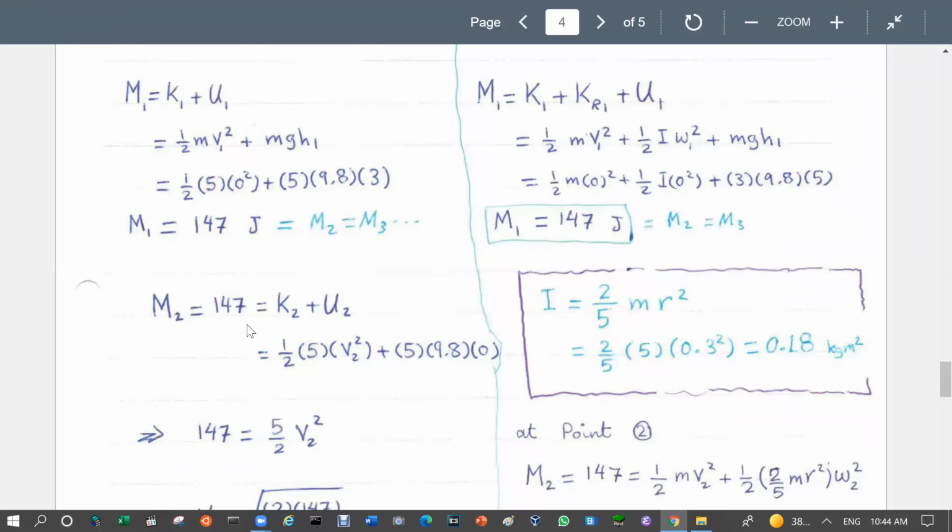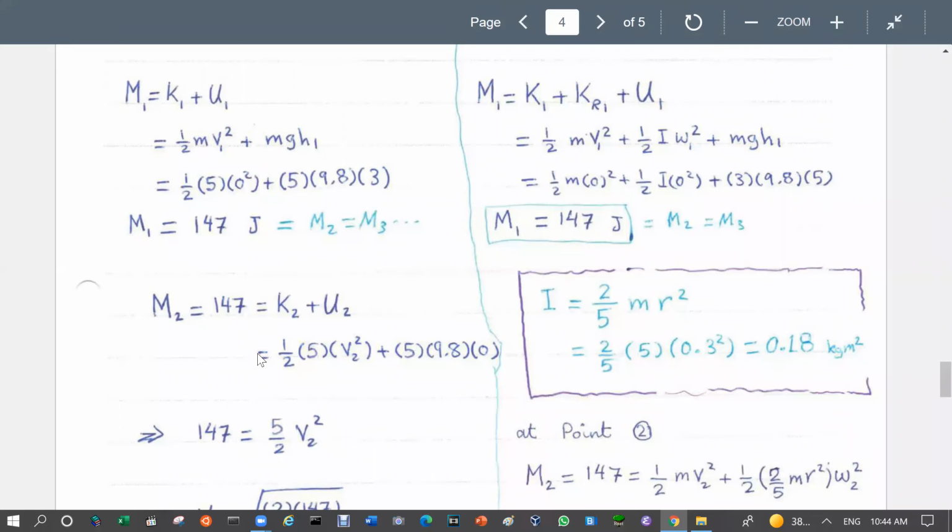You will see that the kinetic energy plus the potential energy at point number 2 is 1/2 multiplied by the mass, because the kinetic energy is 1/2 mv squared. V squared, we don't know the velocity, plus the potential energy, which is 0. Now the potential energy is equal to 0. So all the kinetic energy is equal to all the mechanical energy, which is 147. We can find the velocity.